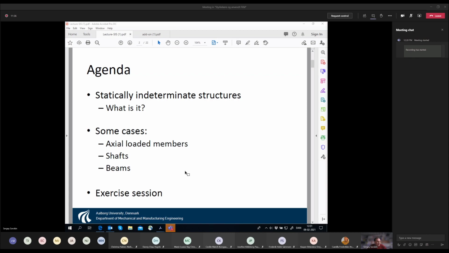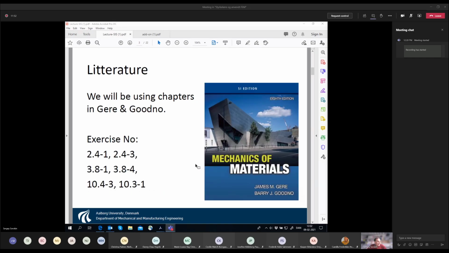So of course you are welcome to solve these problems, but don't be desperate to solve them all, especially the two last ones, because they're quite demanding, I'm afraid, and this lies slightly beyond the ambition of this course. So anyway, let's get started. And then of course our literature is this book by Gere and Goodno. It's Mechanics of Materials, and this is the set of exercises.